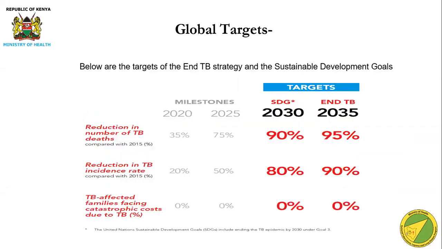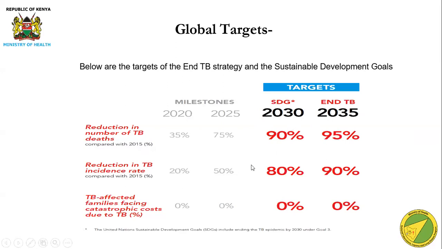So, the global targets: the NTP strategy and the Sustainable Development Goals have set targets to be achieved by the year 2035 for the NTP strategy and 2030 for the Sustainable Development Goals. These are the goals that were set after the Millennium Development Goals came to an end in 2015.